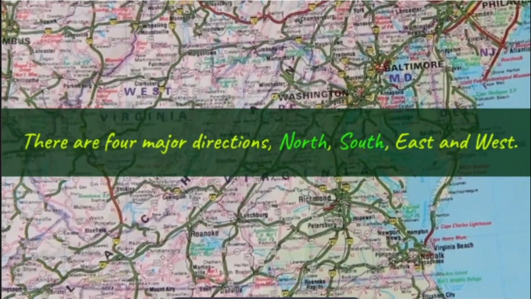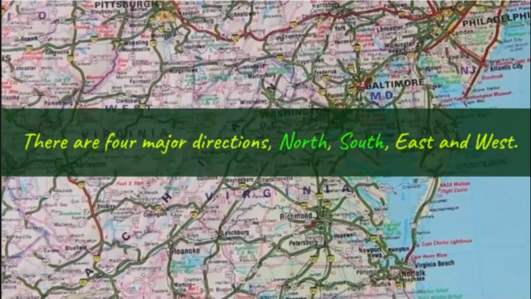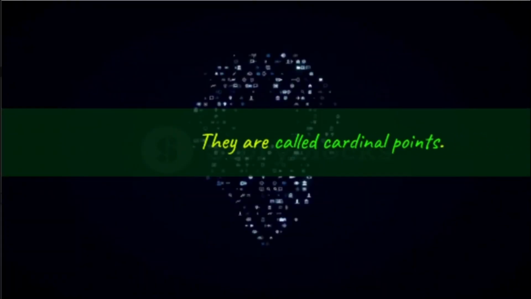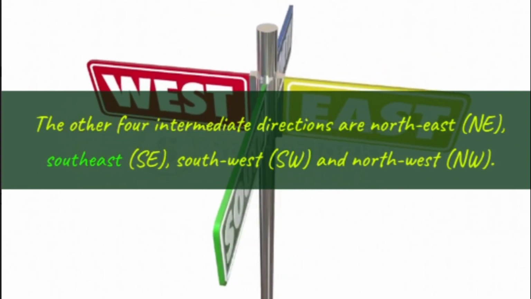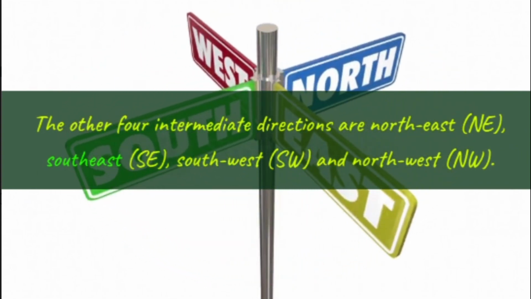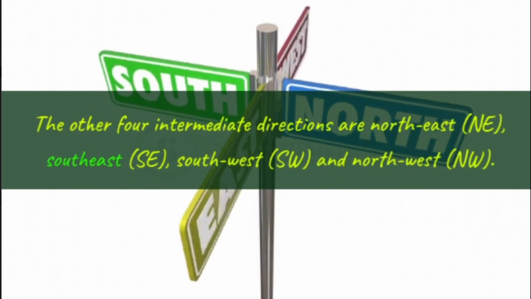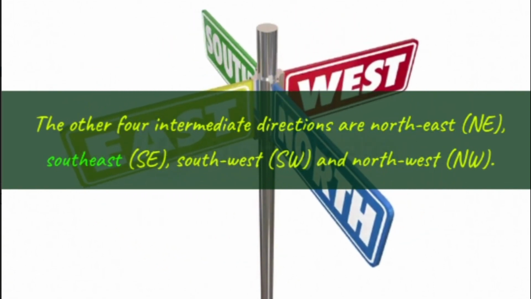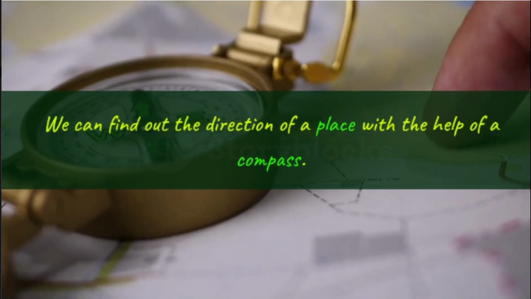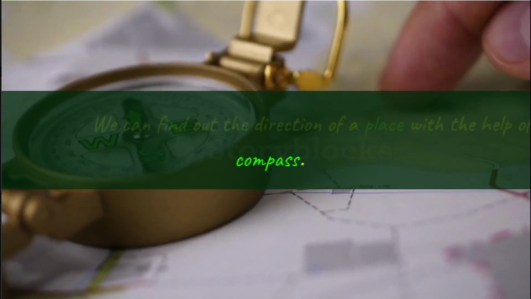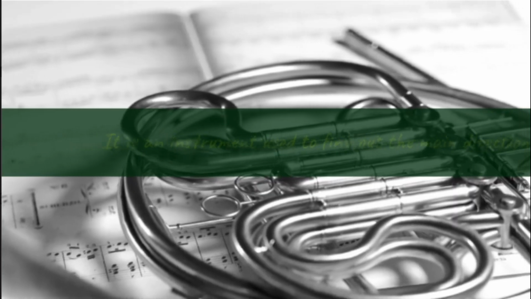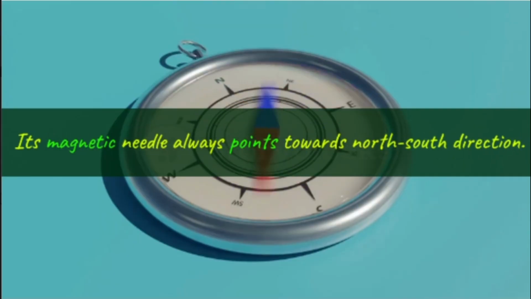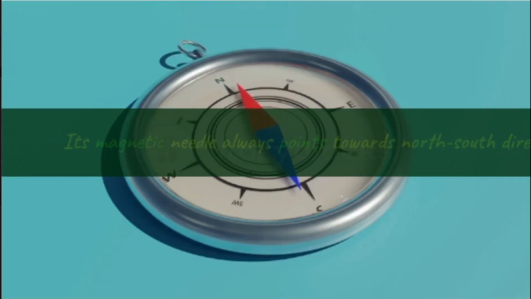Direction. There are 4 major directions: north, south, east and west. They are called cardinal points. The other 4 intermediate directions are northeast, NE, southeast, SE, southwest, SW, and northwest, NW. We can find out the direction of a place with the help of a compass. It is an instrument used to find out the main directions. Its magnetic needle always points towards the north-south direction.